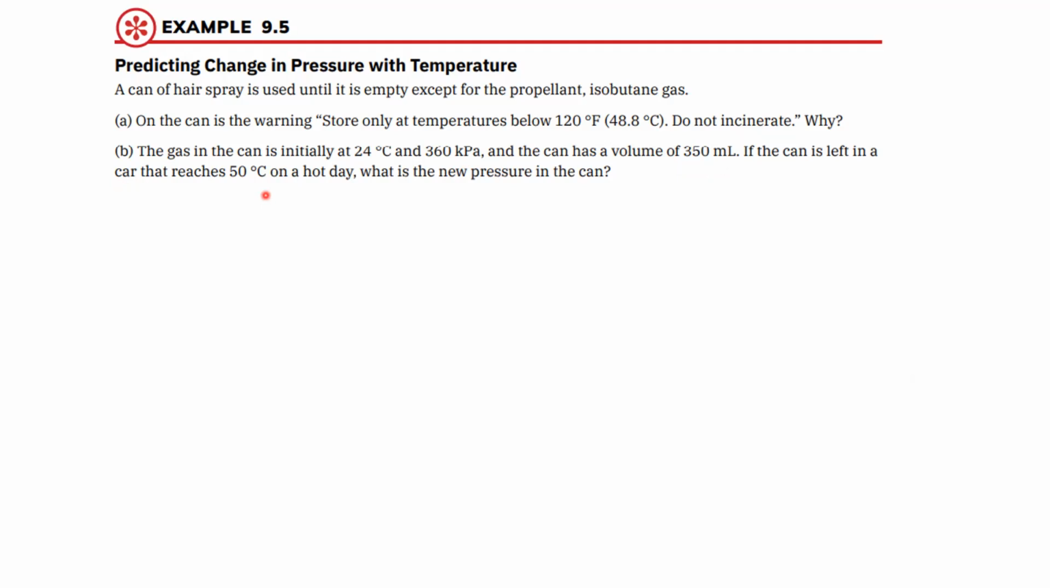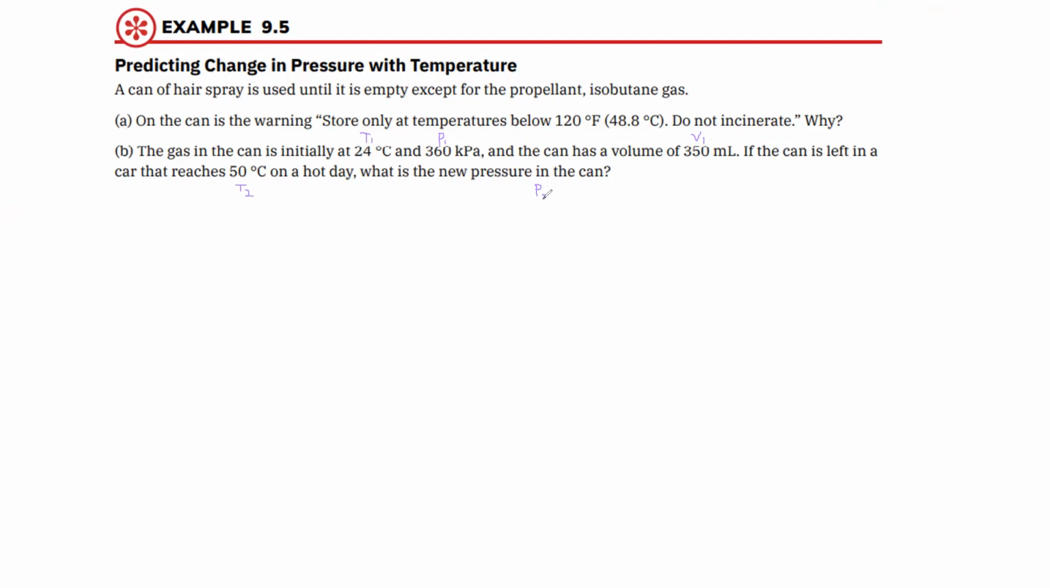And with this one, again, we're thinking about the equation we just saw. So we've got P1 over T1 is equal to P2 over T2. So with a question like this, it may be useful to list this information that you have. So initially, we've got T1 and P1. We've also got V1. And then if the can is left in a car that reaches 50 degrees Celsius, that'll be our second temperature. And then ultimately, we're looking for P2.